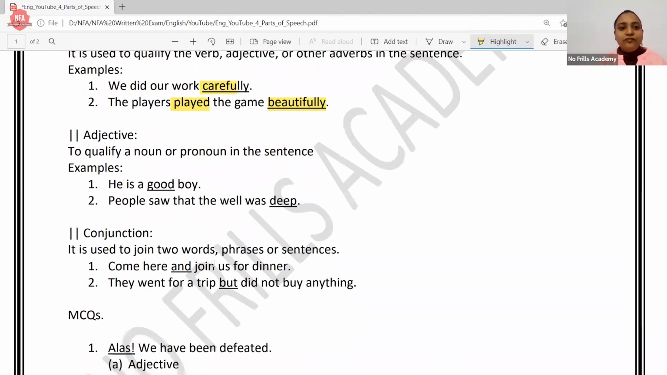Adjective. To qualify a noun or pronoun in a sentence. He is a good boy. The word good is qualifying the word boy. Good is an adjective. People saw that the well was deep. How was the well? Deep. The word deep is qualifying the word well. Well is a noun. Deep is an adjective.